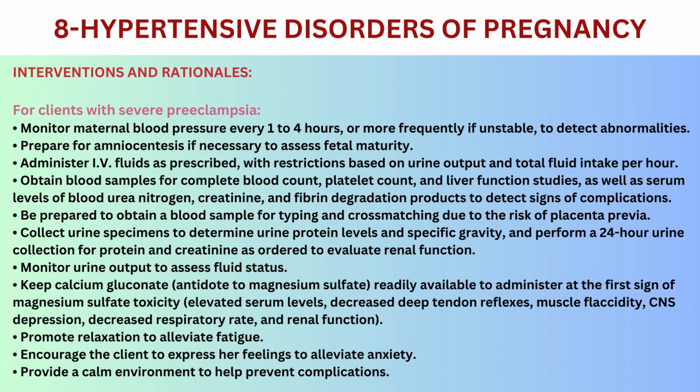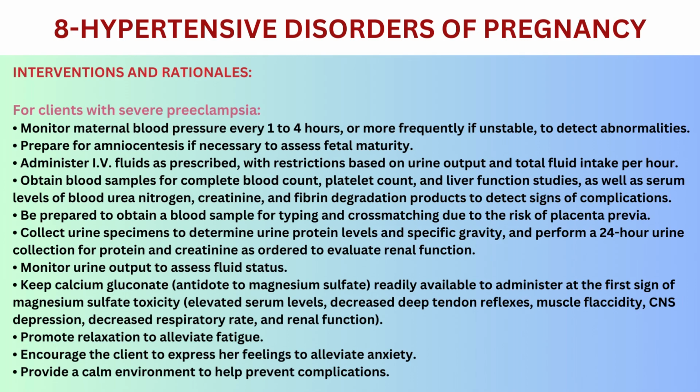For a client with severe preeclampsia, monitor maternal blood pressure every 1 to 4 hours, or more frequently if unstable, to detect abnormalities. Prepare for amniocentesis if necessary to assess fetal maturation. Administer IV fluid as prescribed, with restriction based on urine output and total fluid intake per hour. Obtain blood samples for complete blood count, platelet count, and liver function studies, as well as serum levels of blood urea nitrogen, creatinine, and fibrin degradation products to detect signs of complications. Be prepared to obtain a blood sample for typing and cross-matching due to the risk of placenta previa.